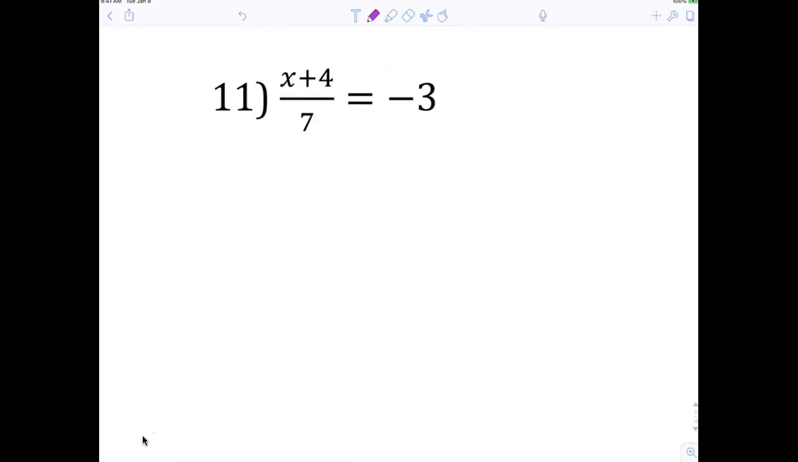Number 11. Okay, this is the exception. All right, what should I do first this time? We'll do times 7. Yes, you multiply by 7 first. Thomas, you still good back there? Yes. All right, thank you. Times 7, times 7. Now, what happens to those two 7s? They do what to each other? They cross out. All right, so I end up with x plus 4 equals negative 21. And from here, I do what? Subtract 4. Thank you. x equals negative 25.